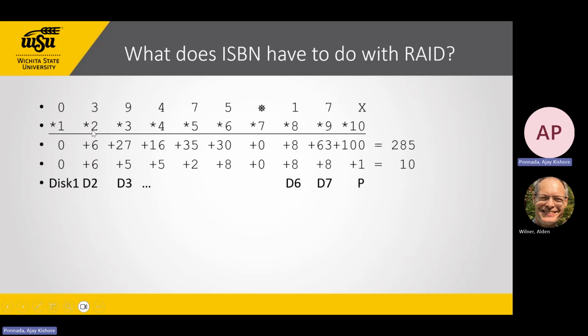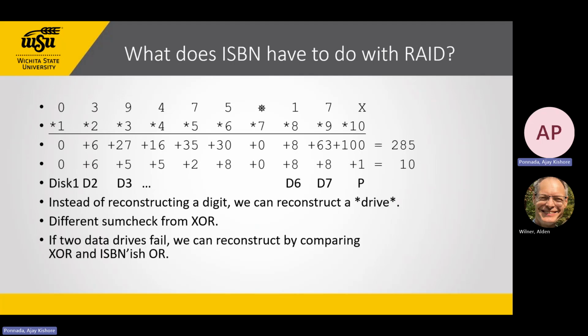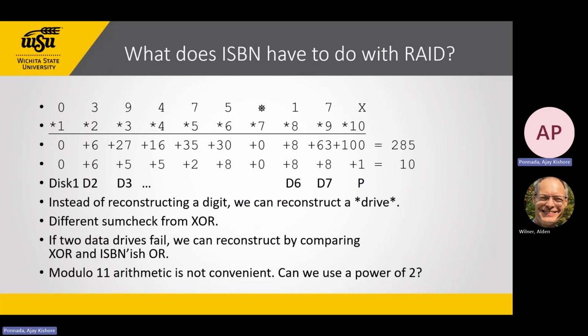So let's say this is disk 1, disk 2, disk 3, and so on till disk 7, and the check digit is parity. Instead of depending on the entire disk block, we can just look at the row, have a parity, and know if a digit is missing. Instead of reconstructing a digit, we can reconstruct a drive. It's a different sum check, XOR. If two drives fail, we can reconstruct by comparing XOR and the ISBN-ish sum. Modulo 11 arithmetic is not convenient.